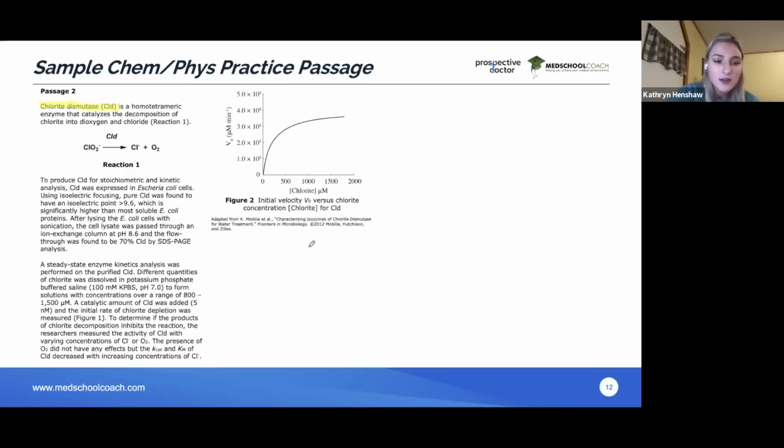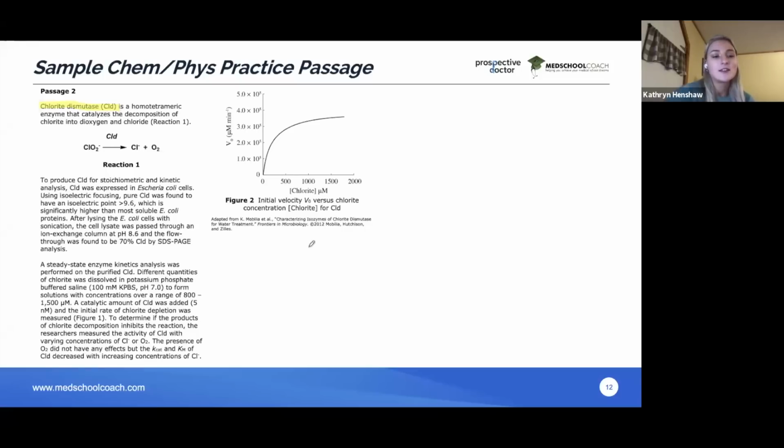All right, reading through the next part of this passage, it's talking about how to produce chlorite dismutase for stoichiometric and kinetic analysis. This enzyme was expressed in E. coli cells, and it's talking about using isoelectric focusing. Pure CLD was found to have an isoelectric point greater than 9.6, which is significantly higher than most soluble E. coli proteins.